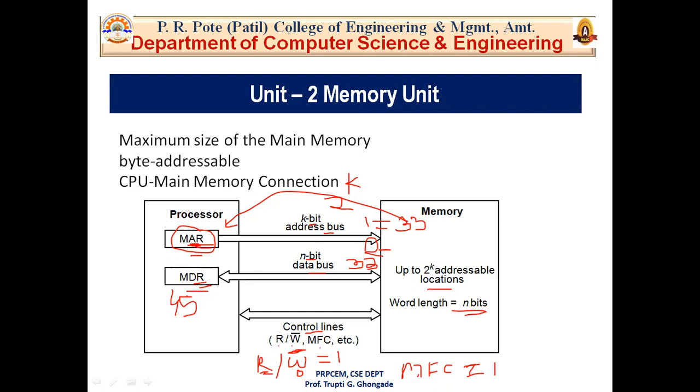Now the processor will indicate a write operation by setting this R/W bar to 0. Now R/W bar is set to 0. It means that the read operation is 0, that means we are not performing a read operation. And W bar is 0, and bar means your 0 will become 1. It means that now we are performing a write operation.